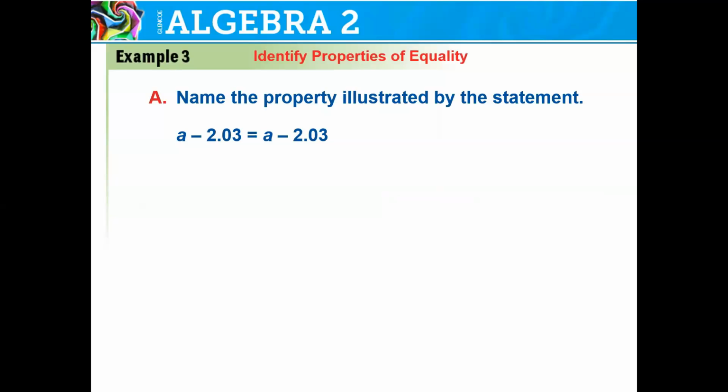Okay, so identify properties of equality. Name the property that is illustrated by the statement a minus 2.03 is equal to a minus 2.03. They're the same on both sides. It's not telling us to relate two variables. We're not substituting in. And the order has not changed. So if the order changed, it would be the symmetric property. If it's stating that we have two items that are equal to a third item, that would be transitive. And then if we're substituting in, that would be substitution. So by the process of elimination, this should be the reflexive property.